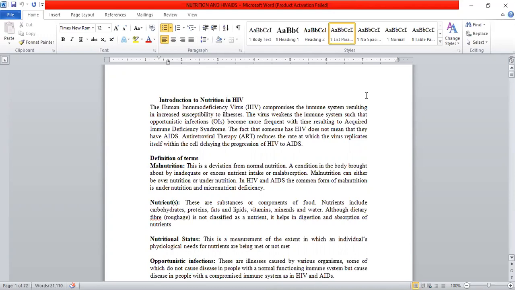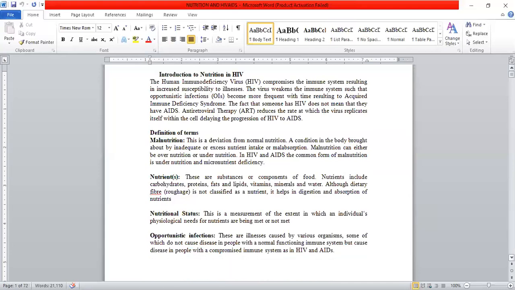So we have another term, the ART, or ARV, that is the same thing. ART is basically the antiretroviral therapy. The therapy is the whole process of taking those drugs and ensuring that this person is compliant and there are no default cases in the follow-up. That is the whole therapy. This reduces the rate at which the virus replicates itself within the cell, delaying the progression of HIV to AIDS.